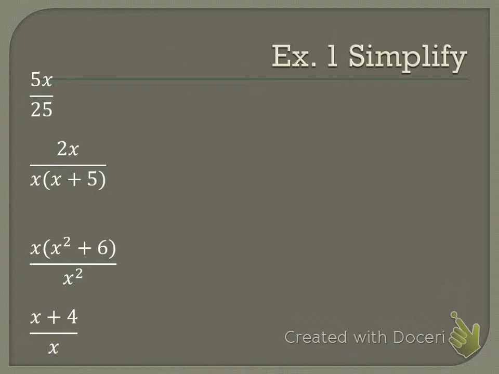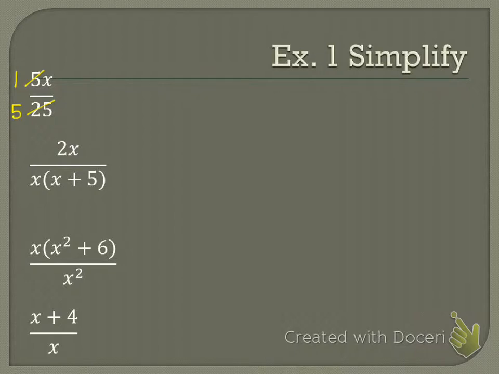So let's look at this first fraction here. 5x over 25. Now I see a letter in there, but I'm not really going to pay attention to that letter right now. I'm only going to focus on 5 over 25 because that's doable, right? We know how to reduce 5 over 25. What could I reduce those numbers by? 5. So 5 divided by 5 is 1. 25 divided by 5 is 5.